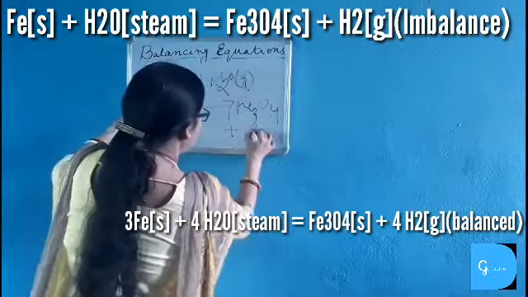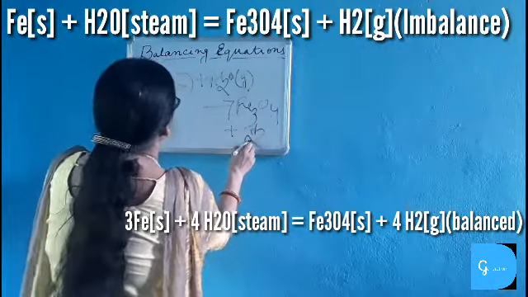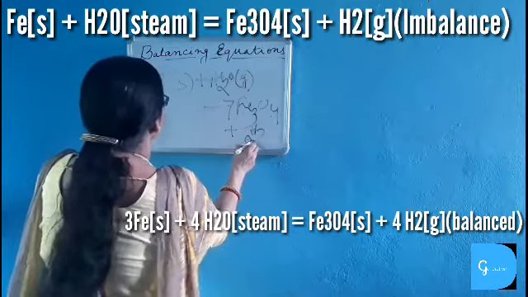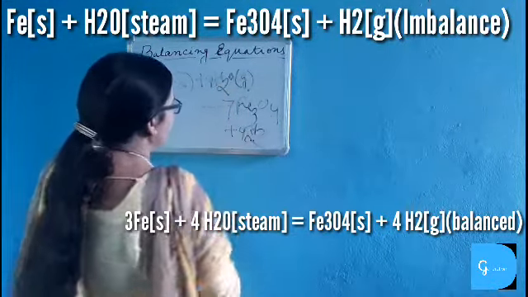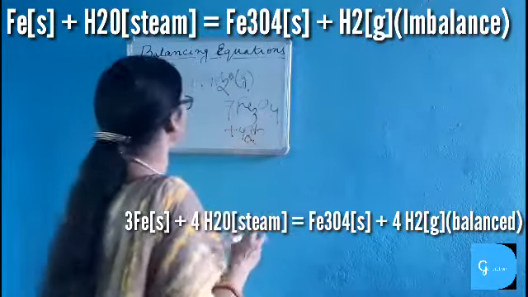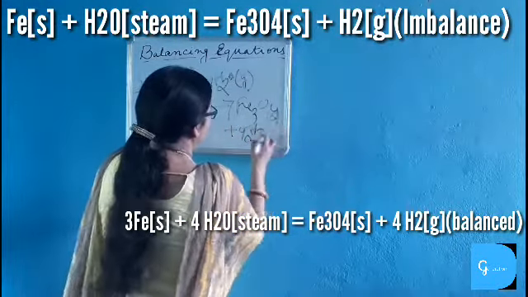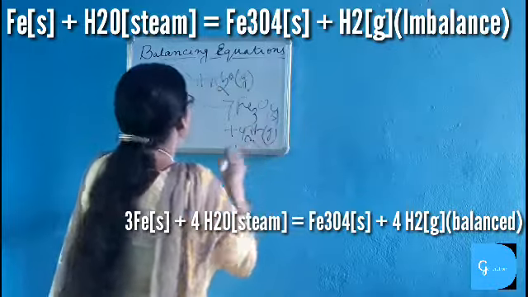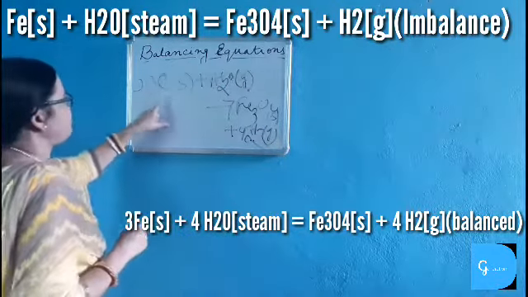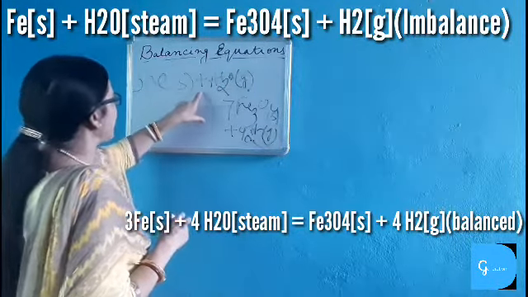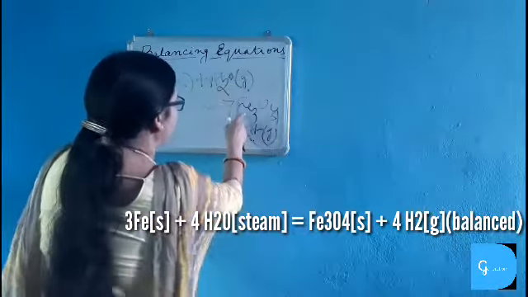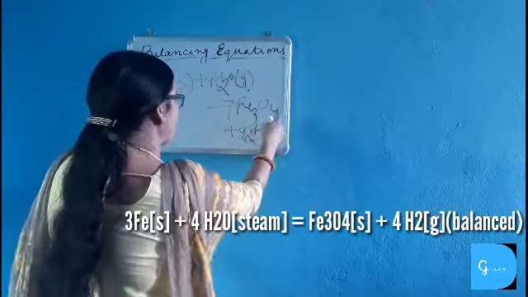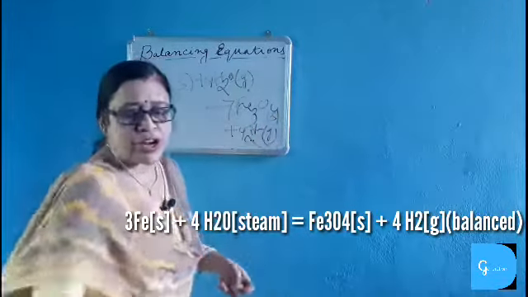Now we will balance the hydrogen atoms. There are only 2 hydrogen atoms on the reactant side, and on the product side there are 8 atoms. We will write 4H2, so Fe3O4 plus 4H2. This is the balanced equation. 3Fe, which is in solid state, will react with steam, 4H2O, to give Fe3O4, which is in solid state, plus 4H2 hydrogen gas.